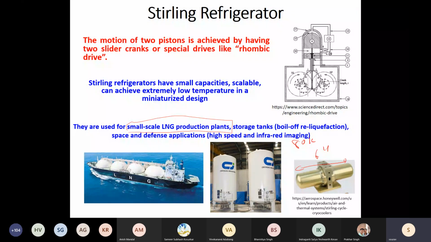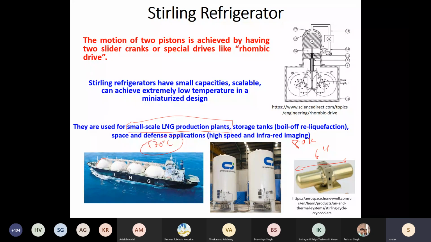So you can see such ships, which are the transport vessels for LNG. These LNG vessels will have such cryocoolers just to condense any natural gas which boils off because of heat leak. Of course, these tanks are all insulated, but even after that, because the storage temperatures are of the order of minus 170 degrees C, you'll always have a significant amount of heat leak, and there will be some LNG which will boil off.